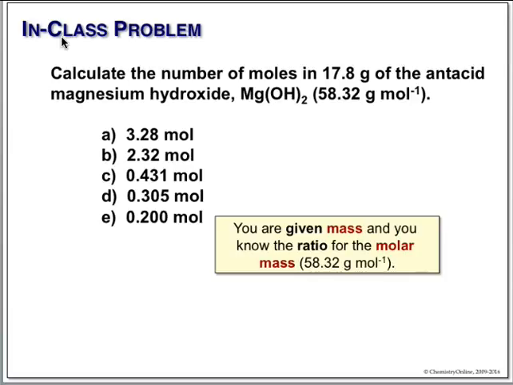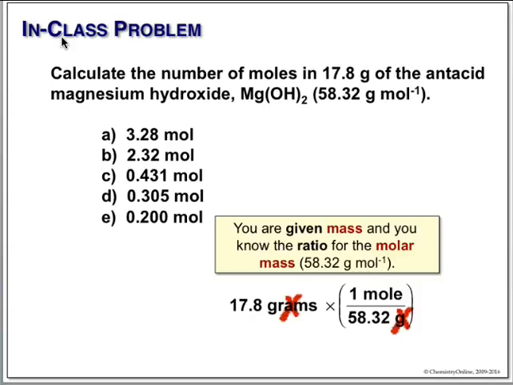What we're doing, we're given a mass, and we know the molar mass. Now the molar mass, we can actually use as a ratio, because grams per mole can also be written as grams over one mole. So our given here would be our mass. Our ratio would be 58.32 grams over one mole. But grams has to be in the denominator. Our grams are going to cancel. And our simple math, our mass divided by our molar mass gives us 0.305 moles.